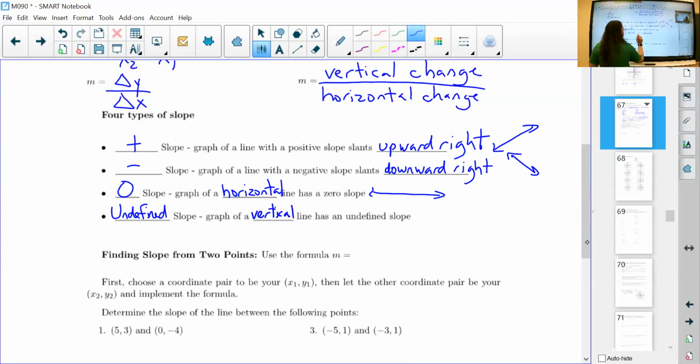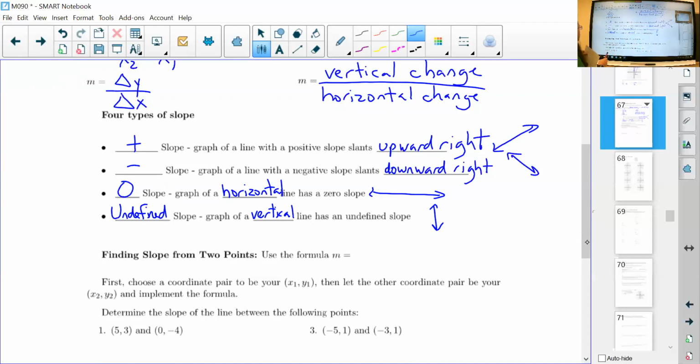Here's why. If I have a vertical line, my denominator is going to be the horizontal change. What's the horizontal change here? How far over do I go? Nothing. So I'm trying to divide by 0. That gives me something undefined.